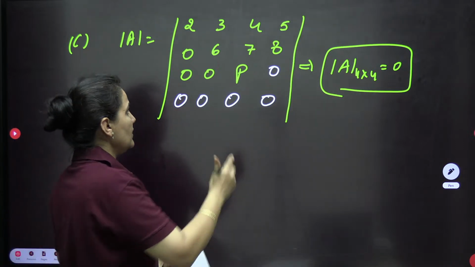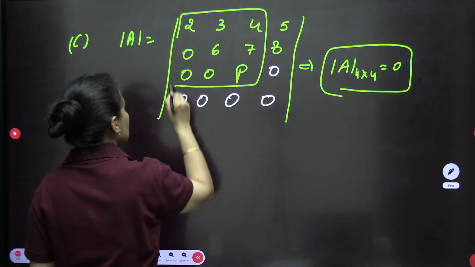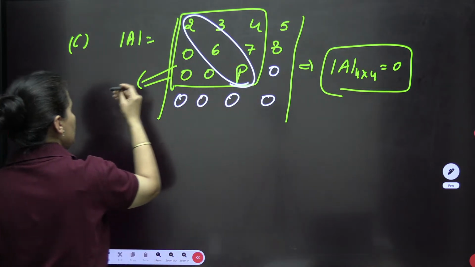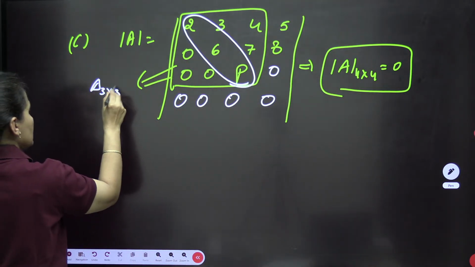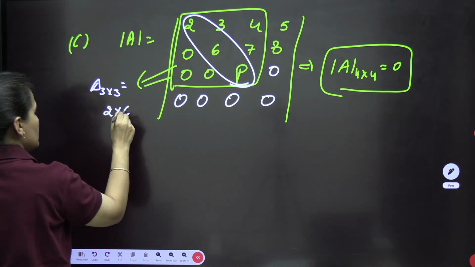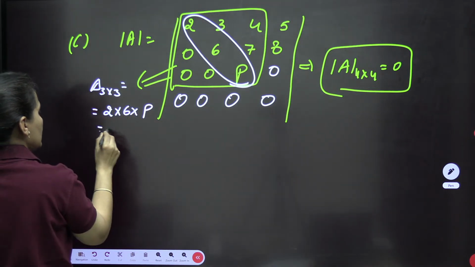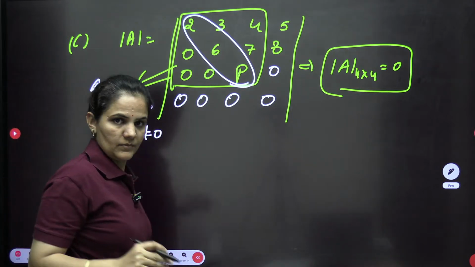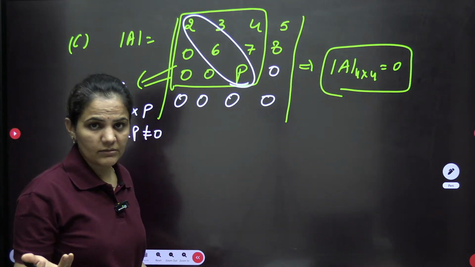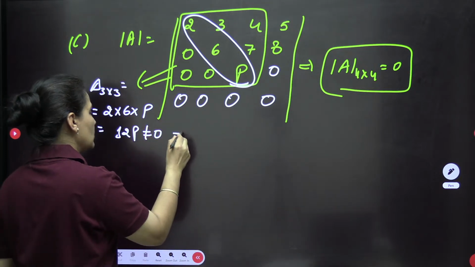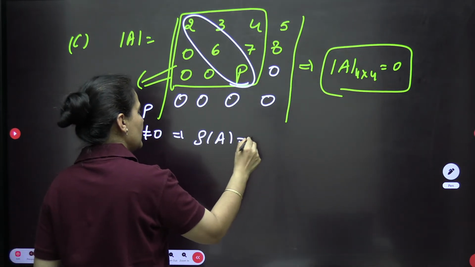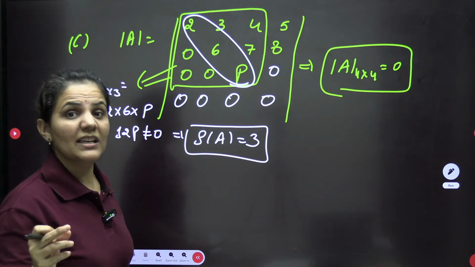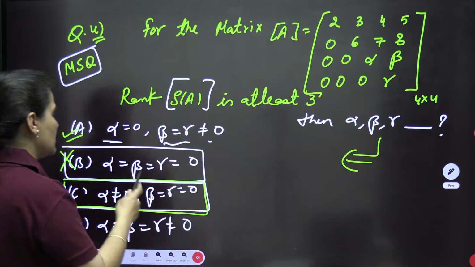Now when you check the 3 cross 3 minor, you can see this is a triangular matrix. So the determinant is 2 into 6 into P, which is 12P. 12P is not equal to 0 because P is not equal to 0. So the rank of matrix A will be 3 here. So this is absolutely true, because my question is asking for at least 3. So yes, this will be true.